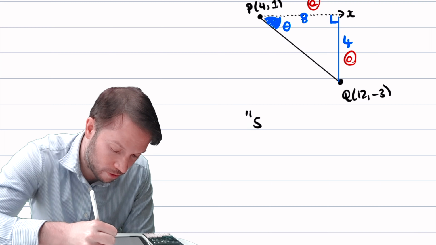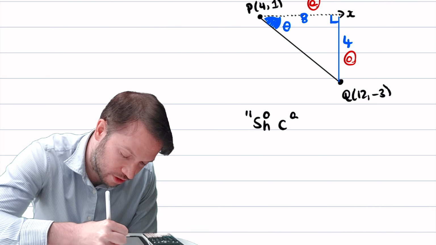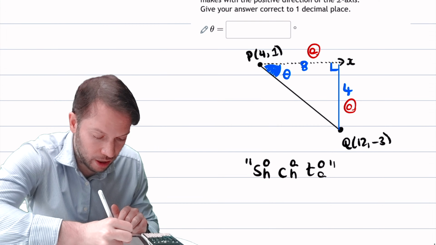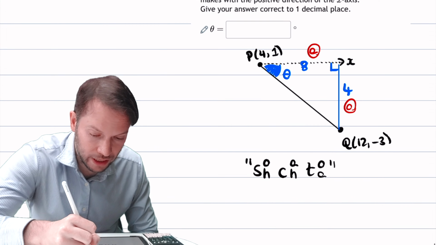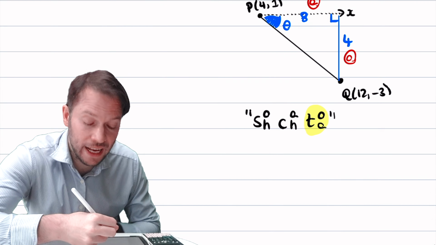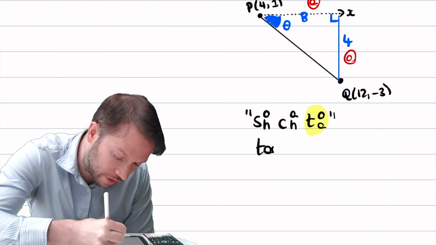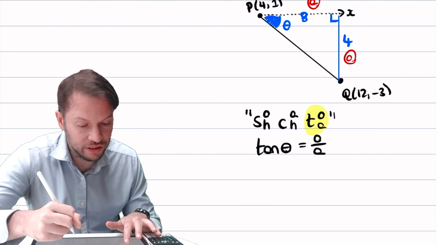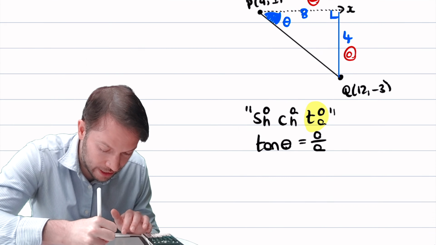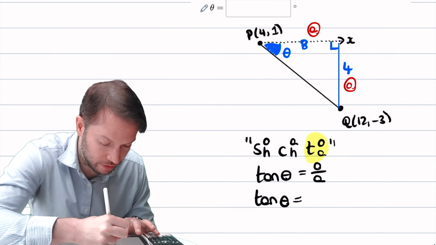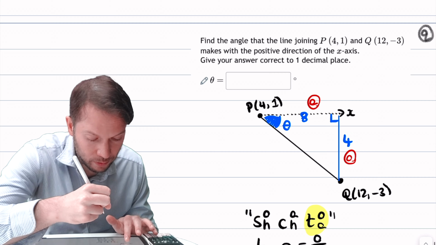SOHCAHTOA. And what sides are we involving here? We're involving O and A. It's this one here, and T is short for tan, remember? So tan of the angle of interest is O over A. So let's substitute everything in. We've got tan of theta, which is what we're trying to work out, is O, which is 4, over A, which is 8.